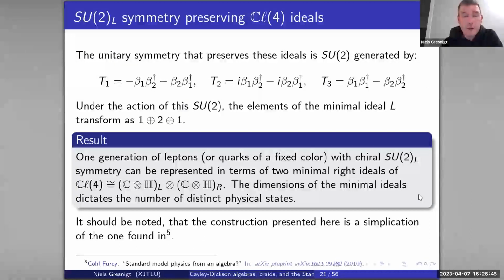So the result then is that 1 generation of leptons, or equivalently quarks of a fixed color, with SU2 symmetry can be represented in terms of two minimal right ideals of Cl4. And again, it's the dimensions of the minimal ideals that dictates the number of different states, and it's the unitary symmetries that tell you what the gauge symmetries are.